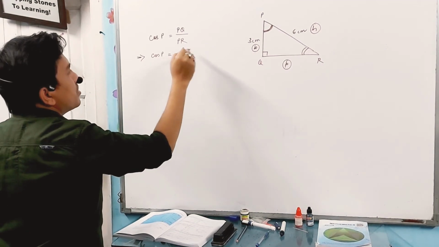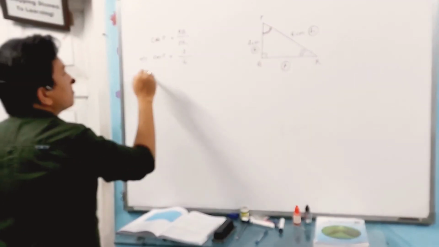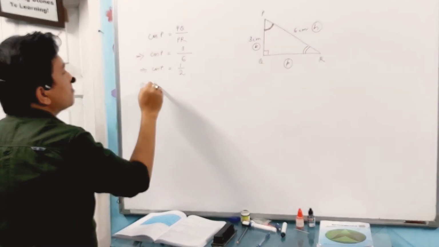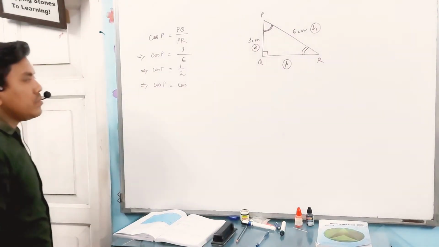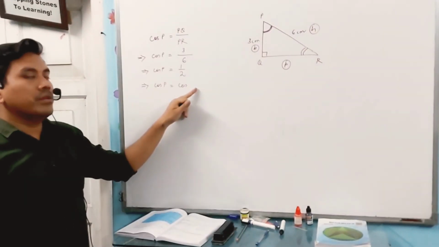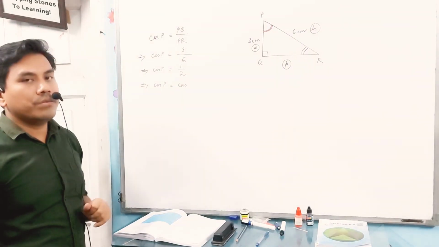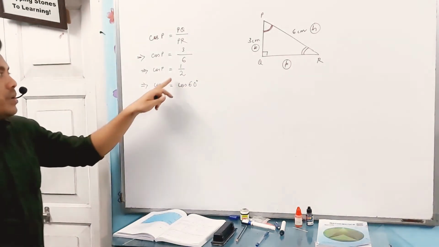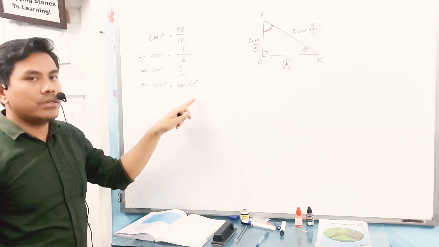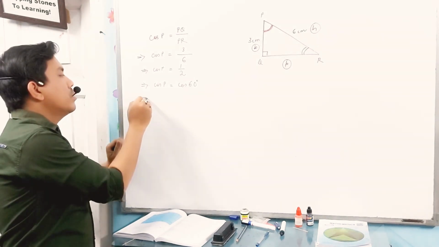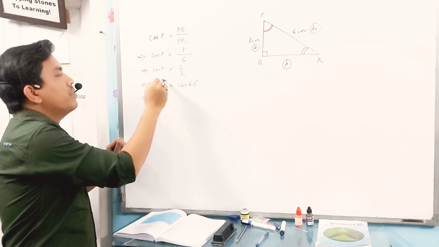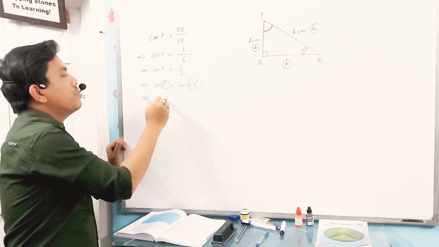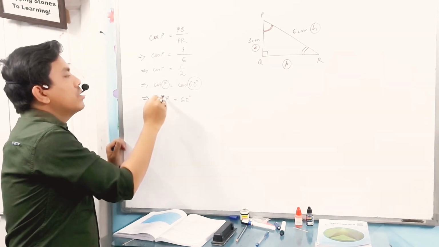PQ is given as 3 and PR is given as 6. So cos P will be equal to 1 by 2. Now cos of what angle will be 1 by 2? Cos of 60 degree, I guess. Isn't it? So in place of 1 by 2, we can write cos 60. So in both the sides we have cos, so finally we can equate the angles. So P will be equal to 60 degree.